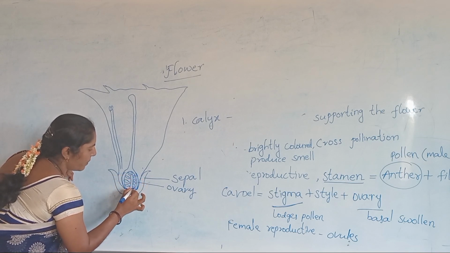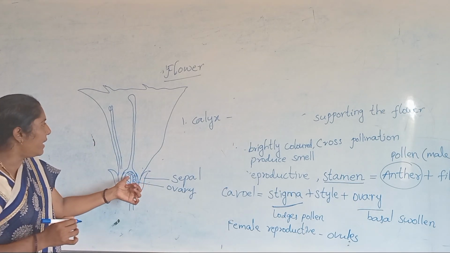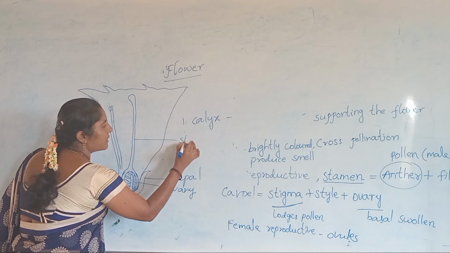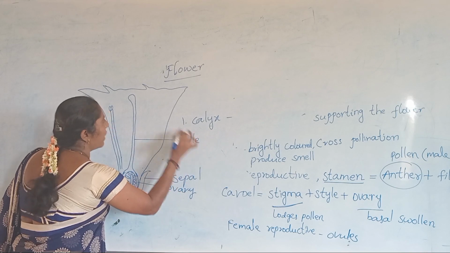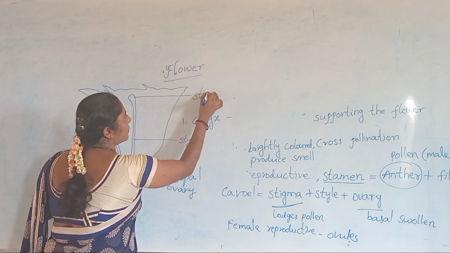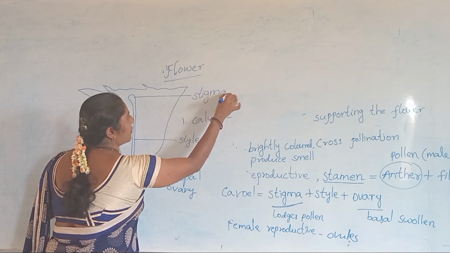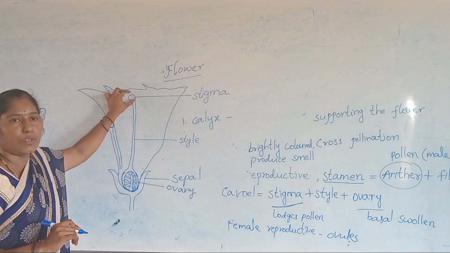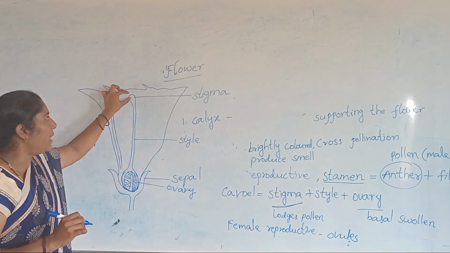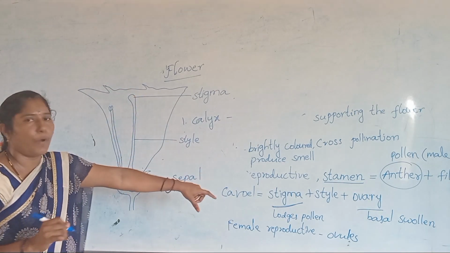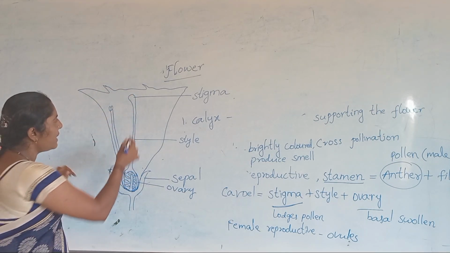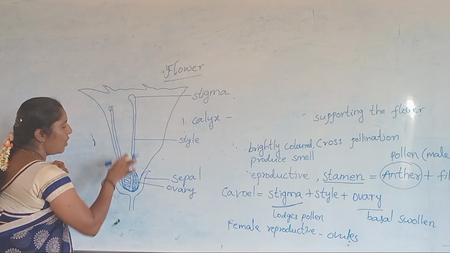Okay. And next, this is the style. And see, it is the stigma. It receives the pollen and lodges the pollen. That is the function of the stigma. And style is the connection between the stigma and ovary.